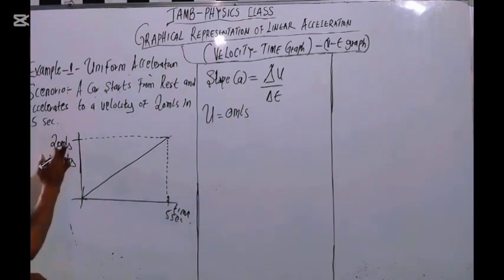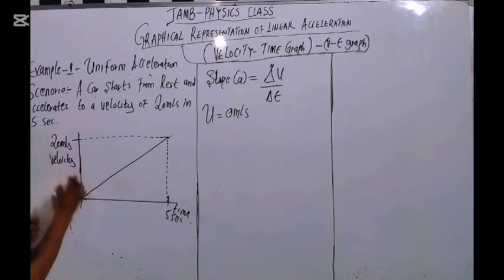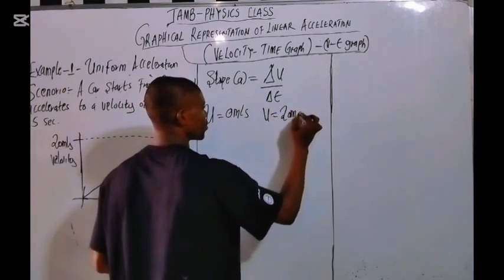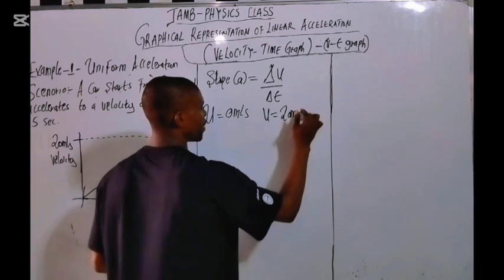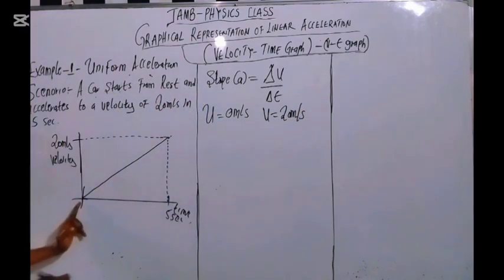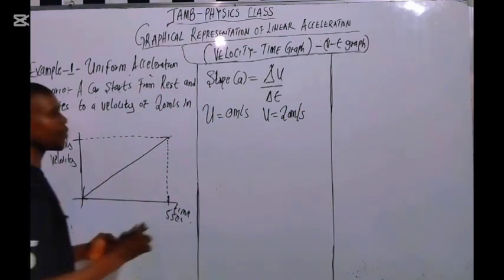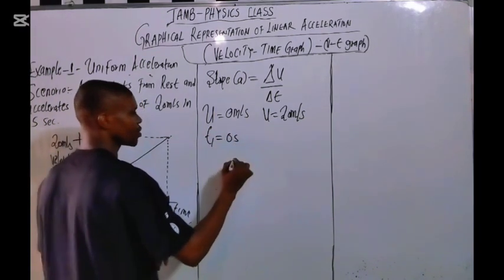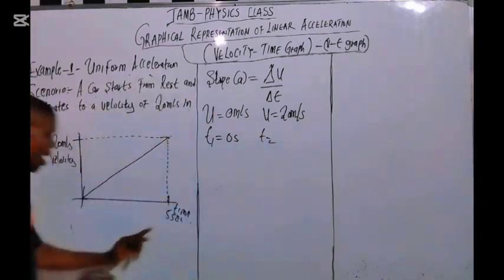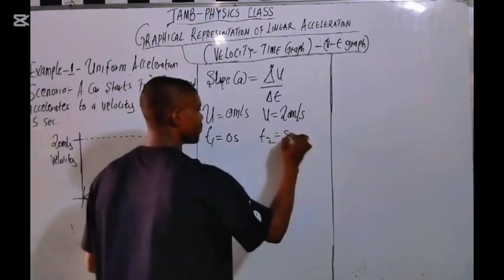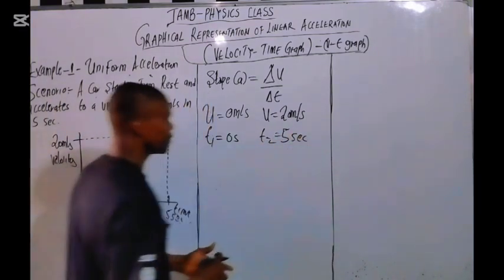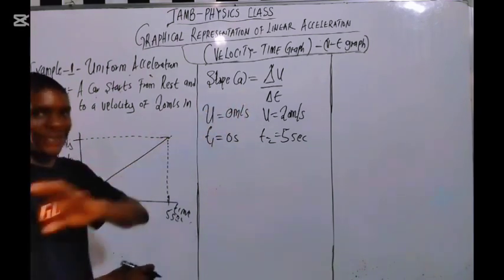Then it accelerates to 20 meters per second. So v now equals 20 meters per second. Now the time: t1 is 0 seconds, and t2 is 5 seconds. If you calculate the slope here, it's very easy.